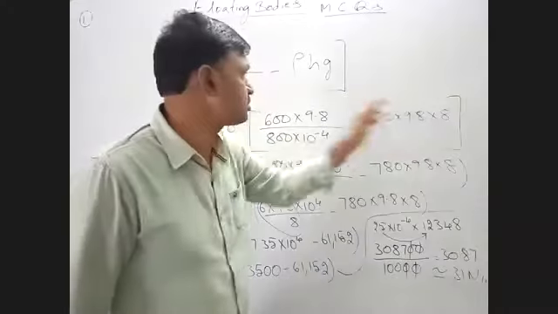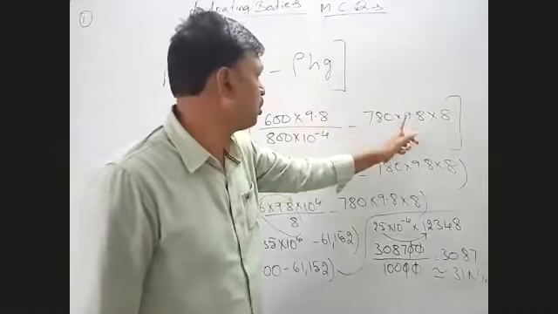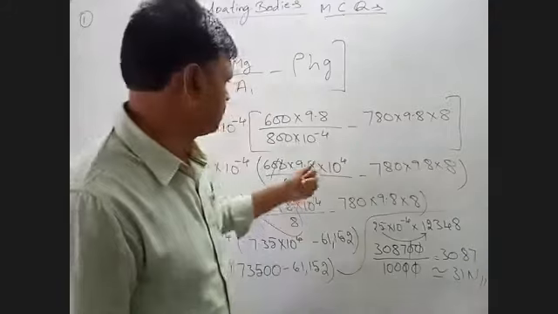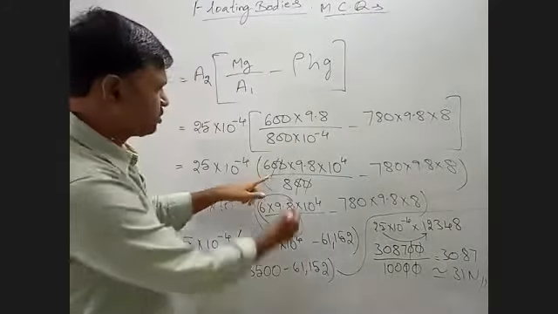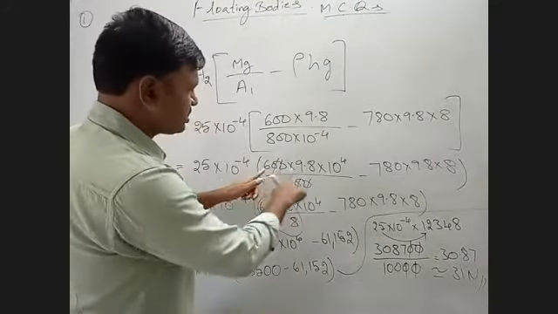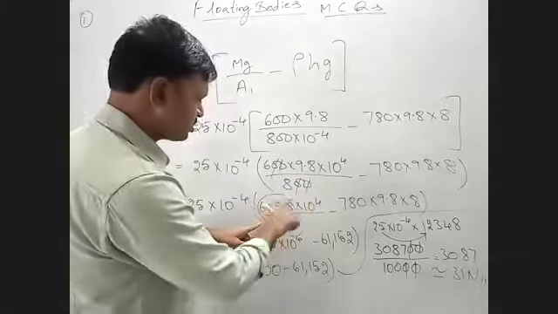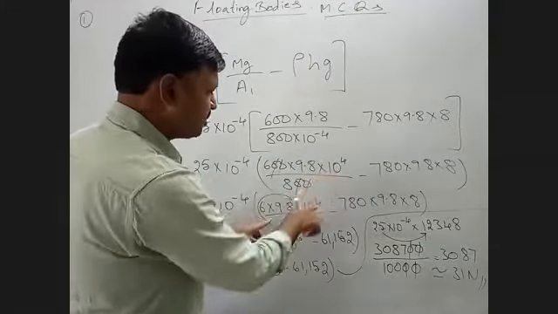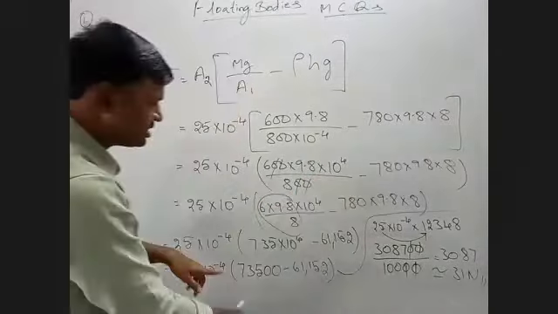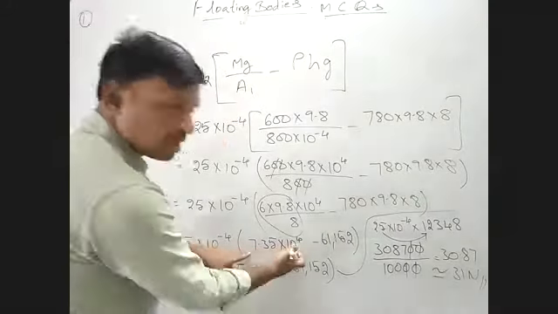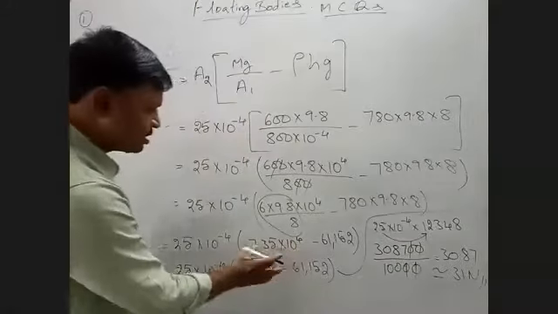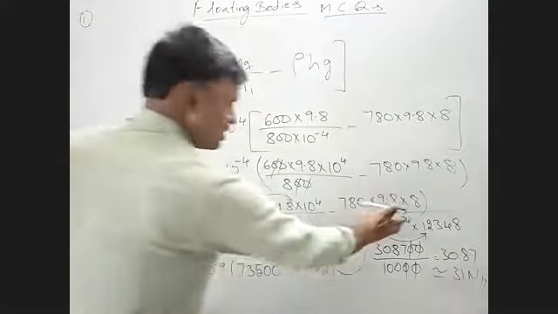This is the value of rho g h. If you simplify this, first of all I have cancelled the zeros: 6 into 9.8 divided by 8, keeping this one as it is and this one also as it is. So it is coming 7.35 times 10 power 4.